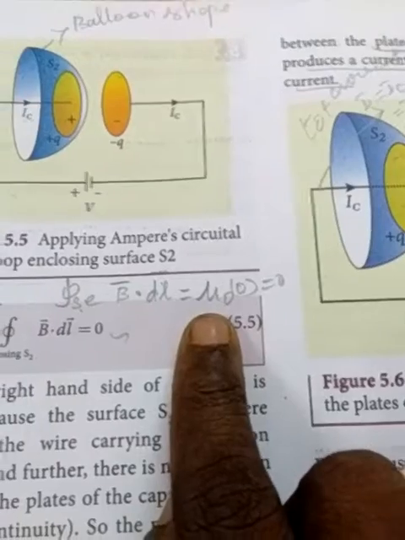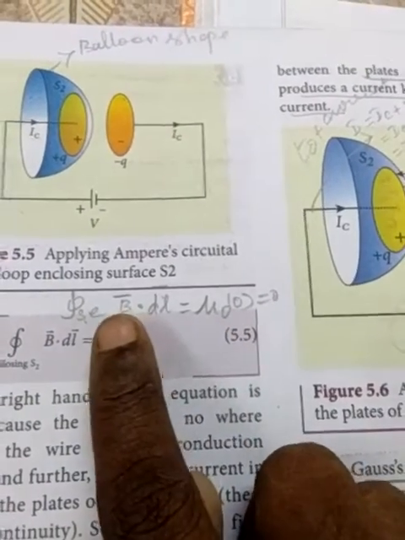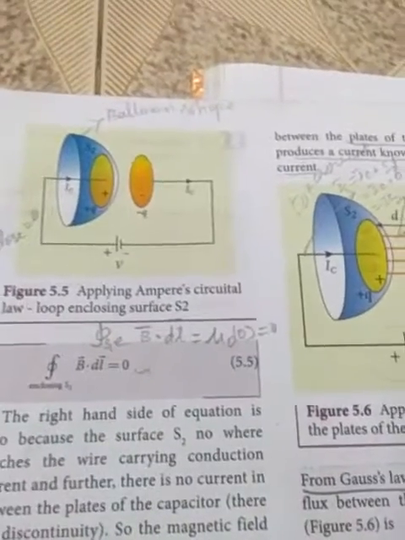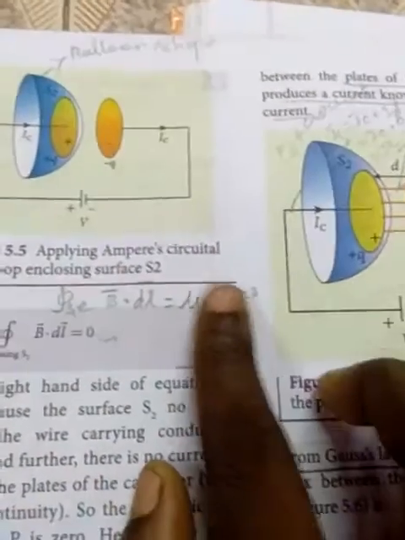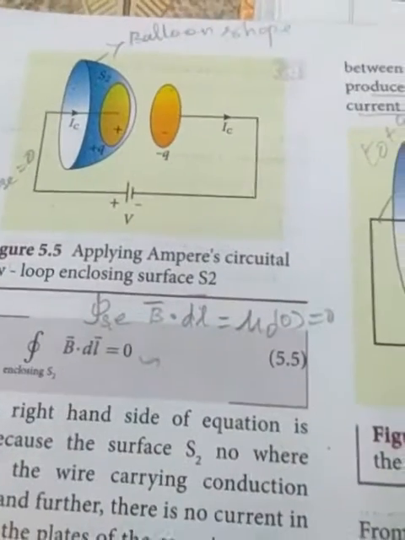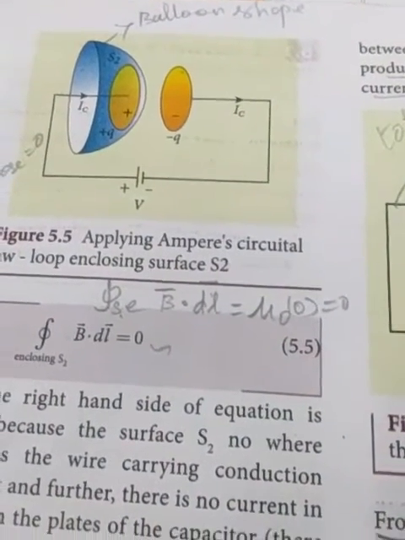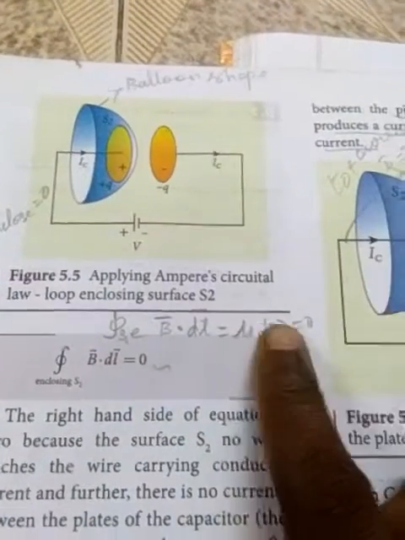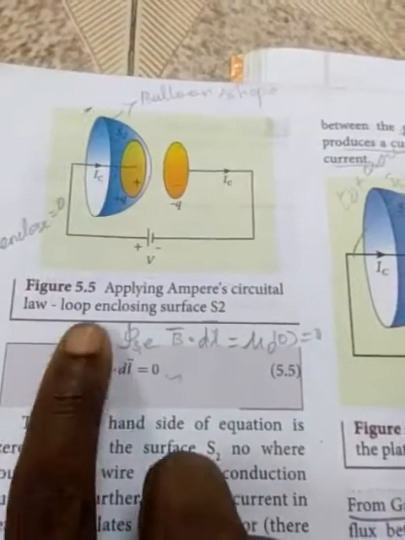We already considered that the magnetic field gives mu naught I, where I is the current flowing. Here, with the balloon surface, there is no flow of current through it, so I_C is equivalent to 0. For this term we consider it fully as 0. So the closed integral of B vector dot dl vector is equivalent to 0.